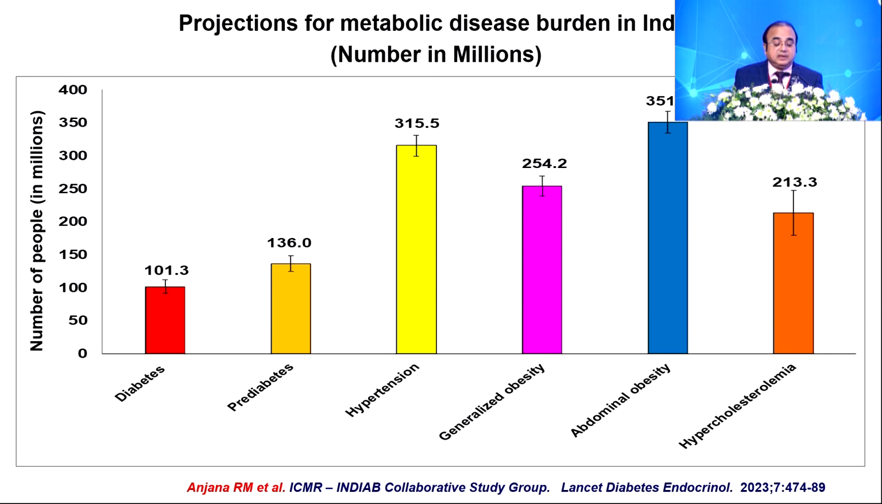If you look at generalized obesity as well as abdominal obesity, we are talking about abdominal obesity in our data sets. So it is around 351 million. So with this much dysglycemia along with obesity, we are going towards an epidemic where there should be a very fast progression of MASLD and MASH.